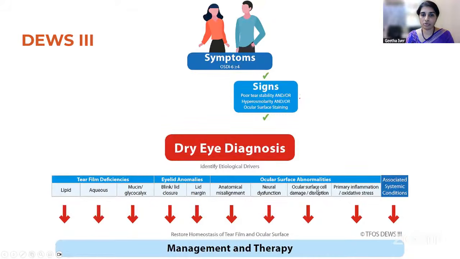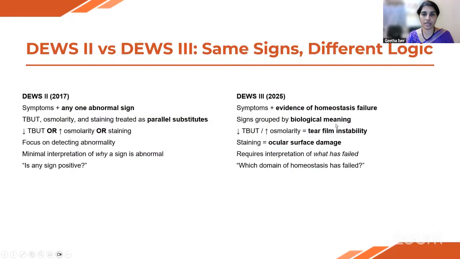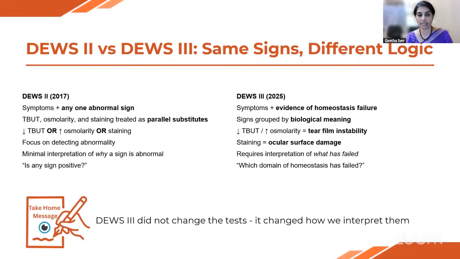When you look at DEWS 3, it's a little different here. What we do is a screening questionnaire and the markers followed by identification of the etiological drivers. So between the two of them, same signs but different logic. Here it was symptoms plus any one abnormal sign, whereas here it is symptoms plus evidence of homeostasis failure. The signs have been grouped by biological meaning, and it requires interpretation of what has failed, especially which domain of homeostasis has failed. So DEWS 3 did not really change the tests, it changed how we interpret them.